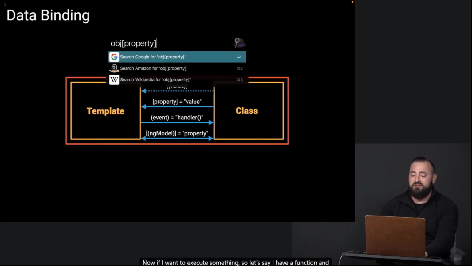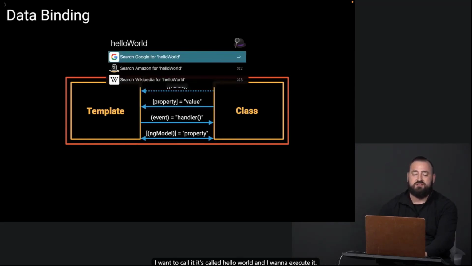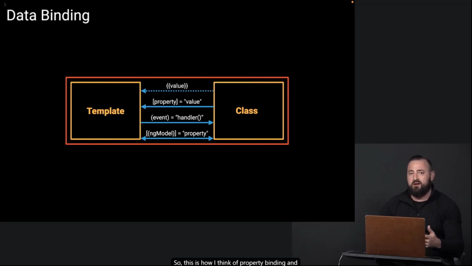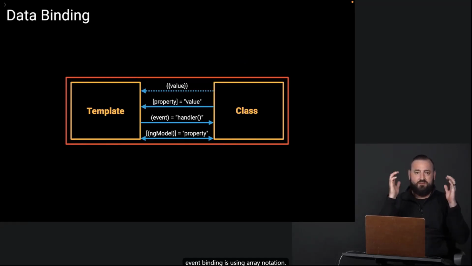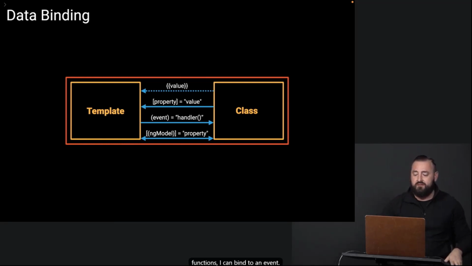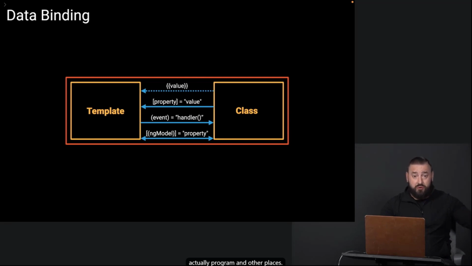Now, if I want to execute something, let's say I have a function called hello world and I want to execute it, how do I do that? Well, at this point, it's just a function. But to execute it, I add in parentheses. So this is how I think of property binding and event binding: using array notation, I can bind to a property. Using these parentheses for functions, I can bind to an event. So just a little mental thing somebody said once that resonated. And I think it's consistent with how we actually program in other places.